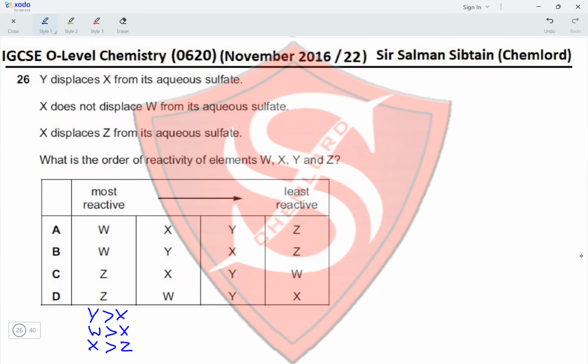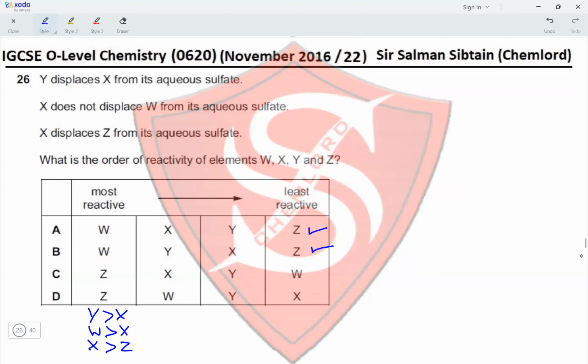What is the order of reactivity of elements W, X, Y, and Z? So we have X does not displace W. So W is stronger than X. Y displaces X. So Y is stronger than X. X displaces Z. So Z is less reactive than X. So what is the order of reactivity? The least reactive out of these would be Z.